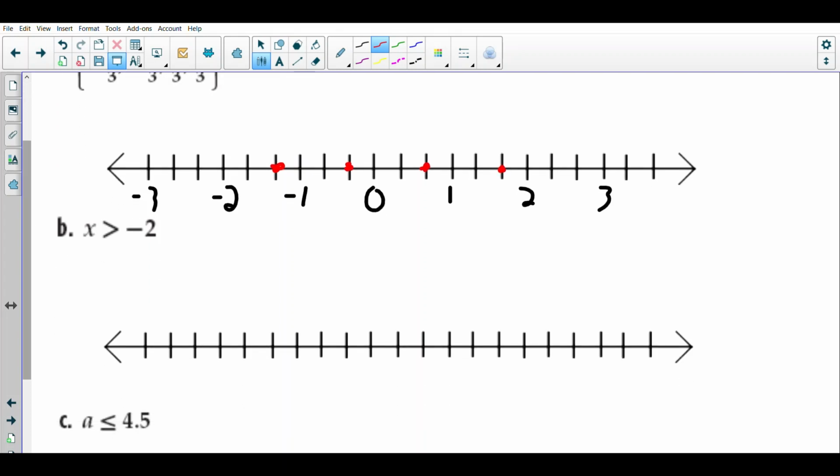So greater than symbol. So I'm just going to put a 0 here. So negative 2 is right here. I have a greater than symbol, so it's an open circle, and I follow the arrow.